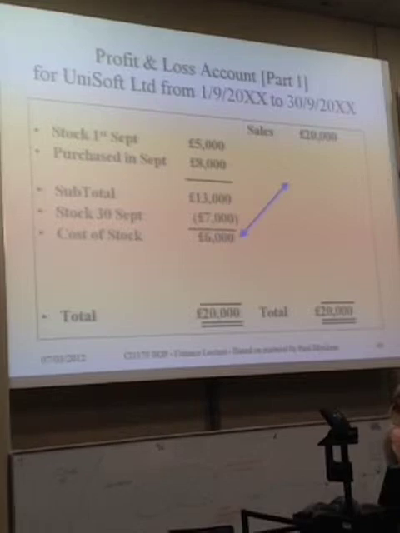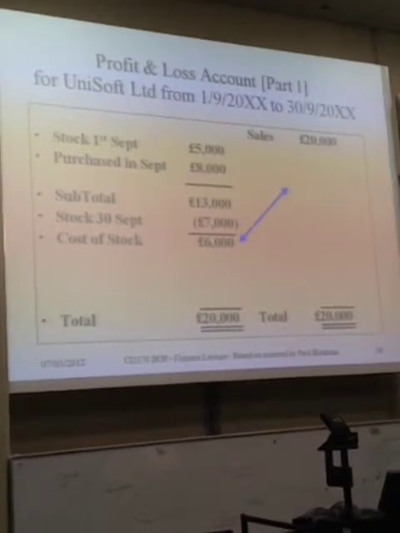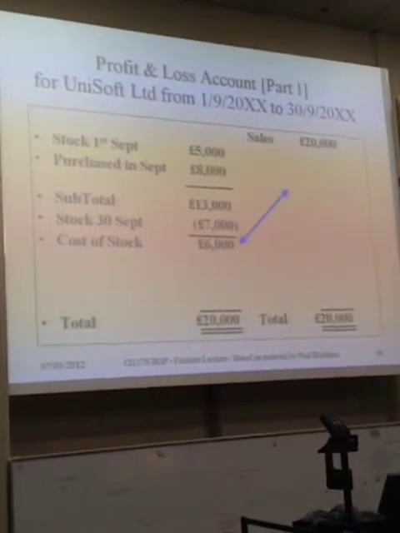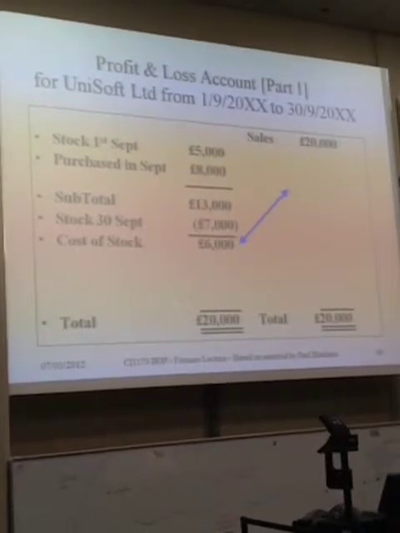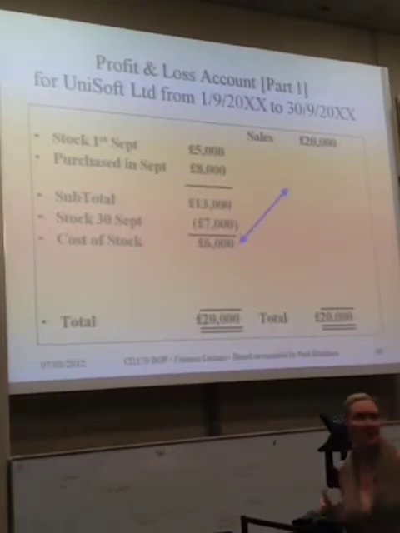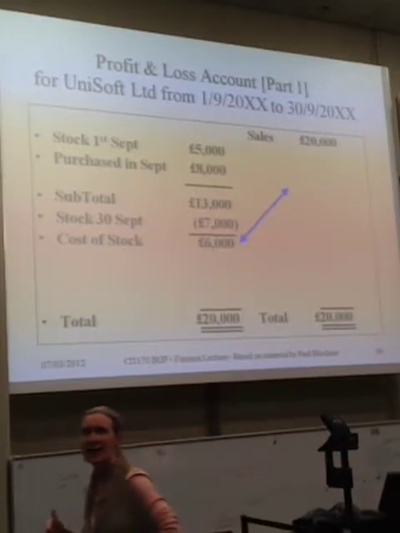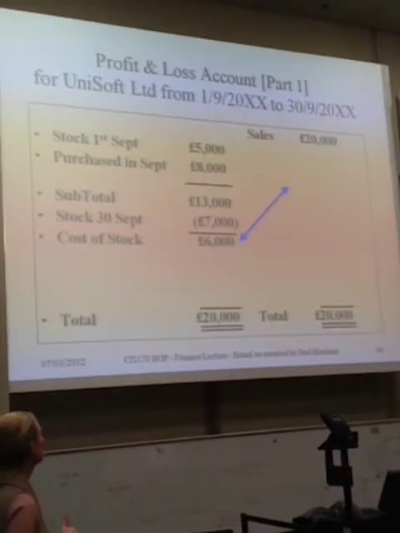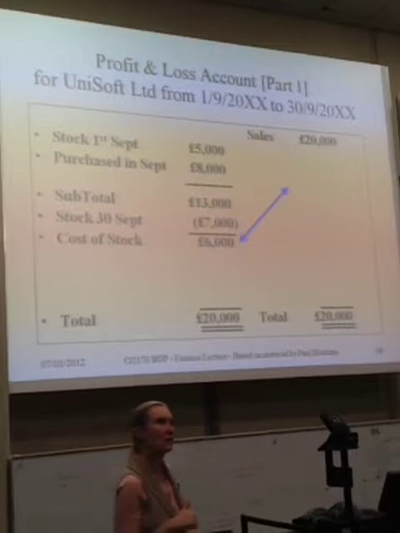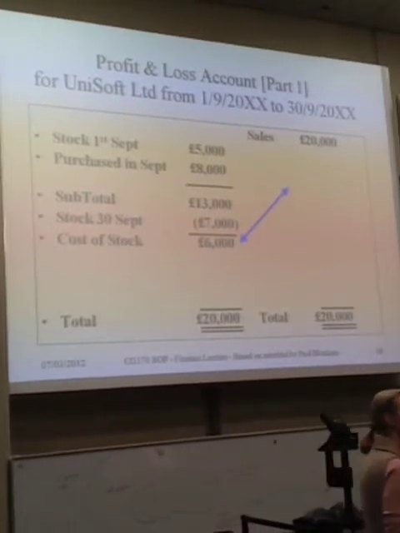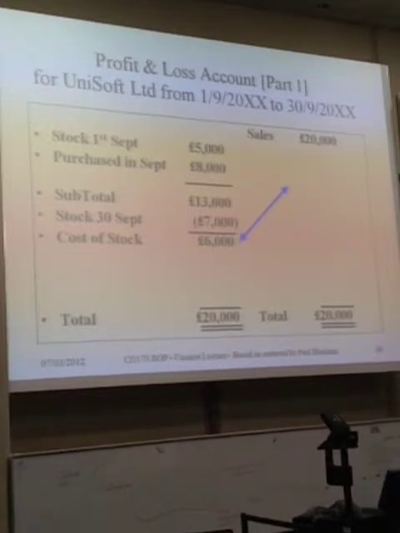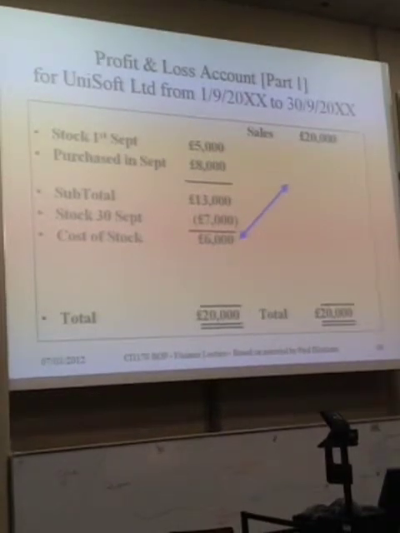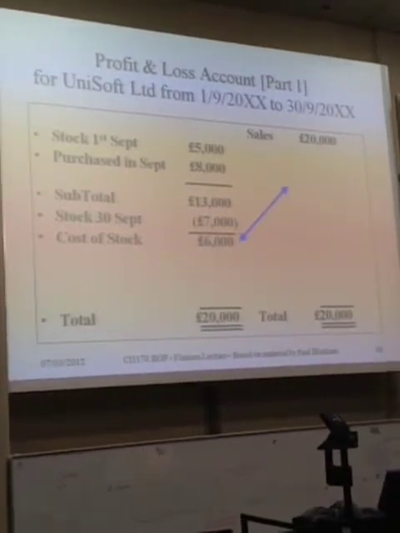So, hang on a sec. Oh, this is interesting. We've got sales of £20,000. We've got cost of stock. We only have to spend £6,000. It should balance, shouldn't it? It doesn't. What's the missing figure? Gross profit. Yes, and what's the figure?